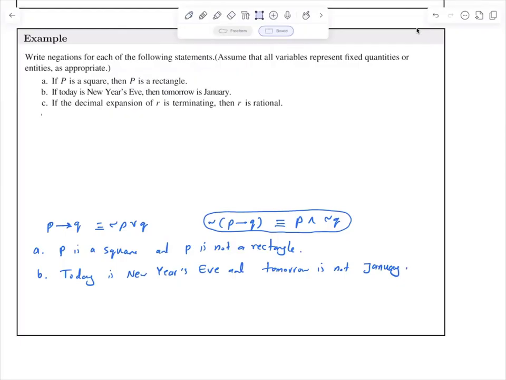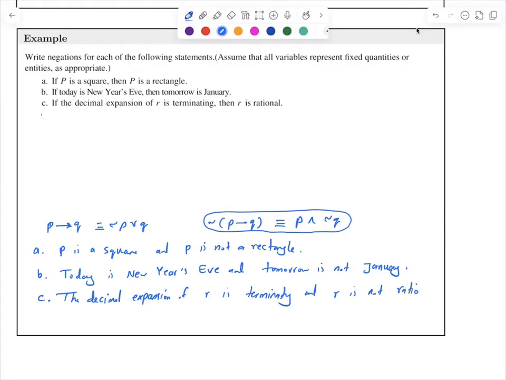If the decimal expansion of R is terminating, then R is rational. So its negation is going to be, we're going to copy down your hypothesis, the decimal expansion of R is terminating and R is not rational.